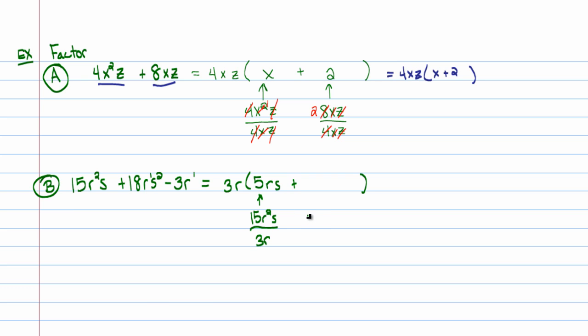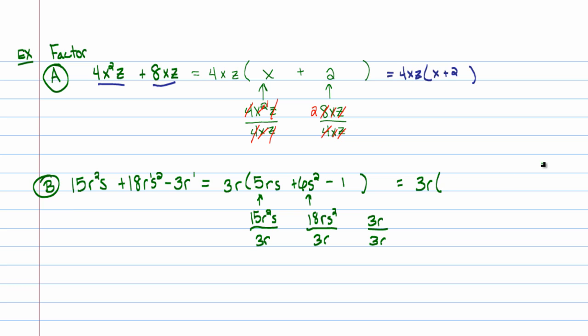Plus, in that spot, there was an 18 r s squared, and I'm again factoring out a 3r. 3 goes into 18 6 times. The r's will cancel nicely, and this is just an s squared. Finally, I have this minus, and then it was a 3r, but I'm factoring out 3r, so that'll just be a 1. So my final answer is 3r.